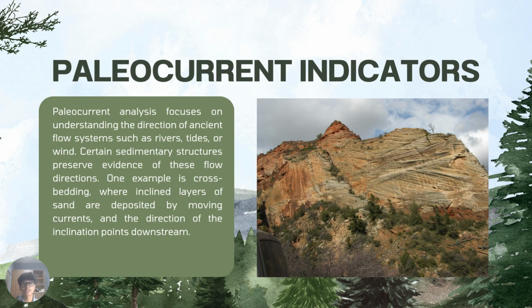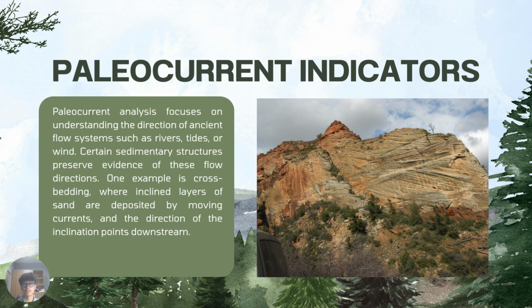Certain sedimentary structures preserve evidence of this flow direction. One example is cross-bedding, as you can see in the right picture, where inclined layers of sediment are deposited by moving current, and the direction of the inclination points downstream.